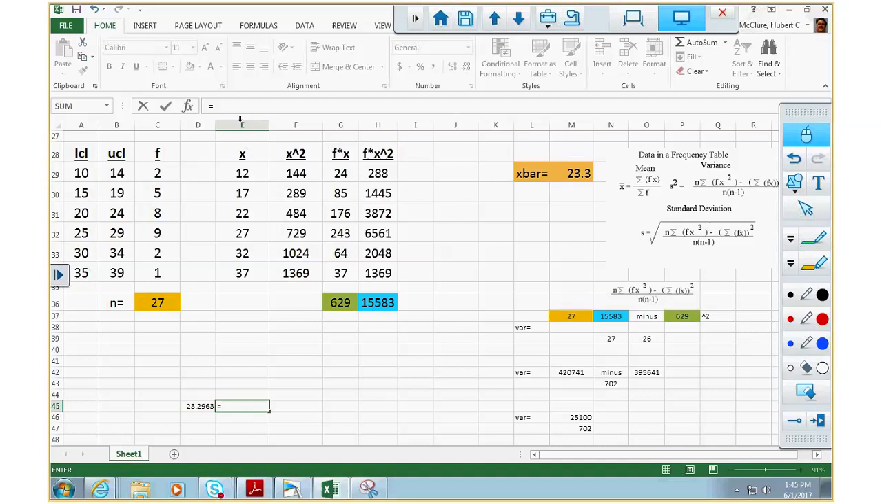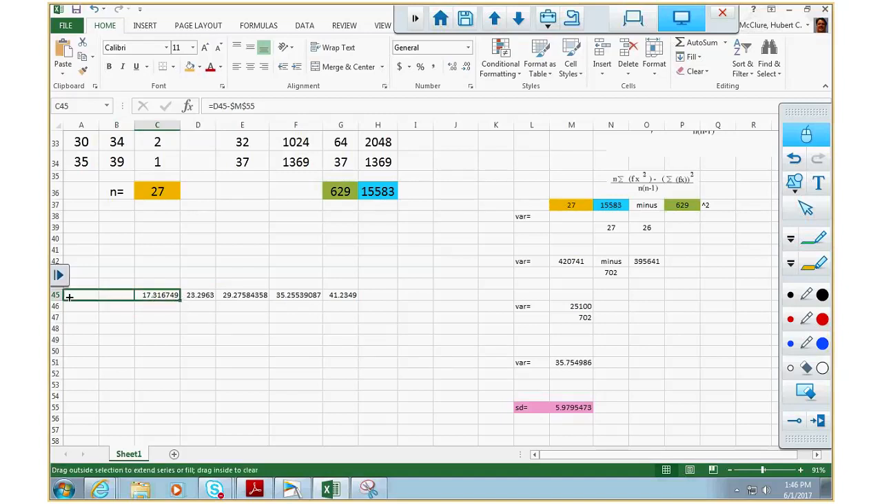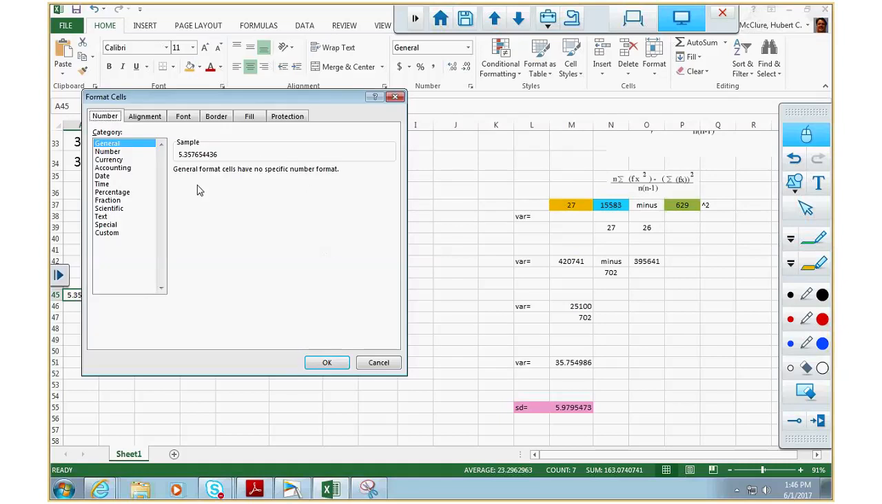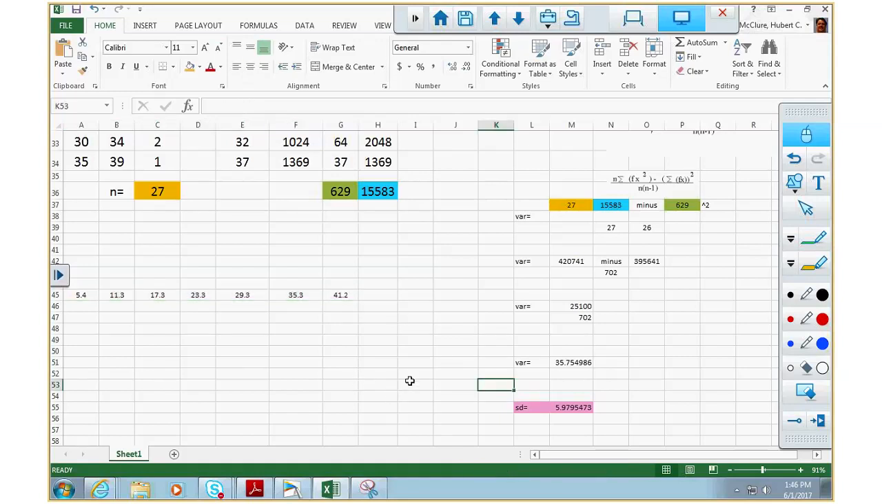On the right side equals this number plus the standard deviation, F4, and I copy that over twice. And then equals this number minus the standard deviation, F4, and then I copy that over twice. And those all centered, and I'm just going to make them to the first power because I don't care about looking at them like that. So number, not to the first power, first decimal place, there we go.